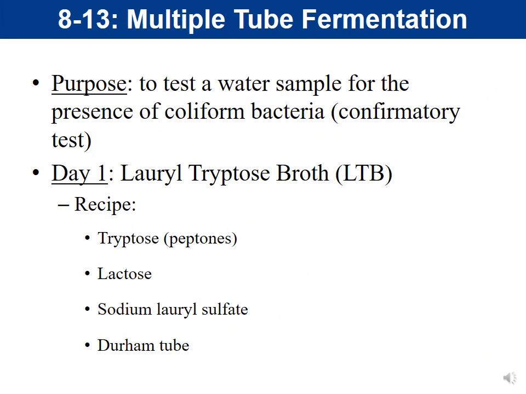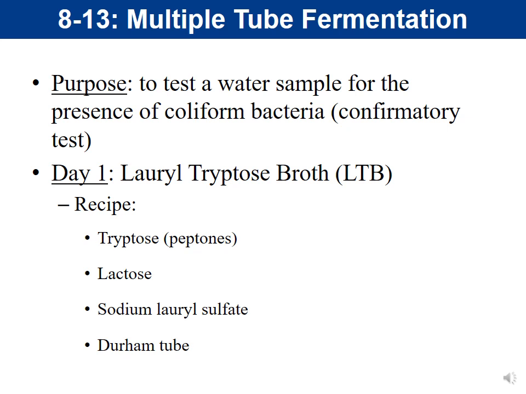You want to know that for the multiple tube fermentation, day 1 uses a lauryl tryptose broth, called LTB. You also want to study this whole unit on water sample testing. You don't have to know the entire recipes, but for each of those types of media, you want to know what the selective ingredients are and what the differential ingredients are, and how they are selective. What are they selecting for or selecting against?